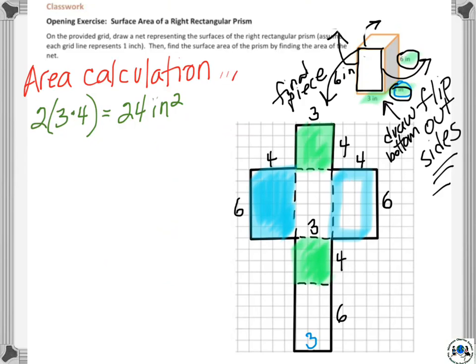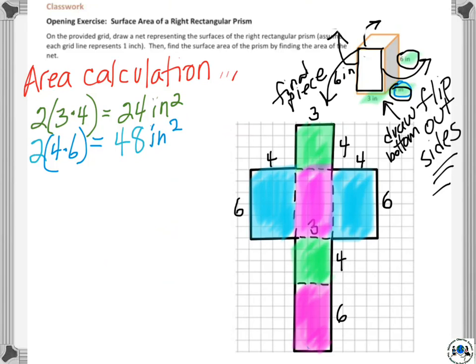Okay. Now I have these blue wings. And there's 2 of those as well, and they are 4x6. Okay, and so therefore I have 2 times 4 times 6, which is 2 times 24, which represent 48 square inches of surface area.